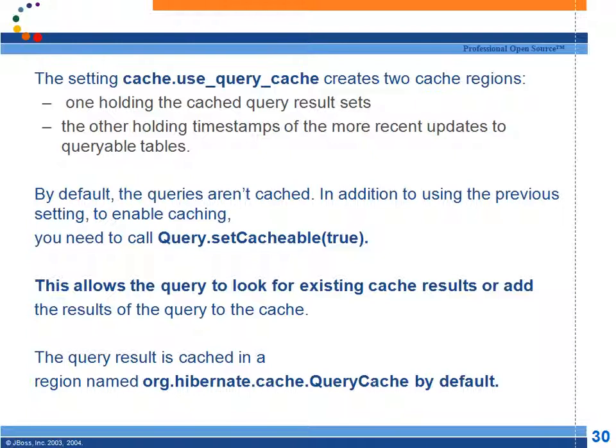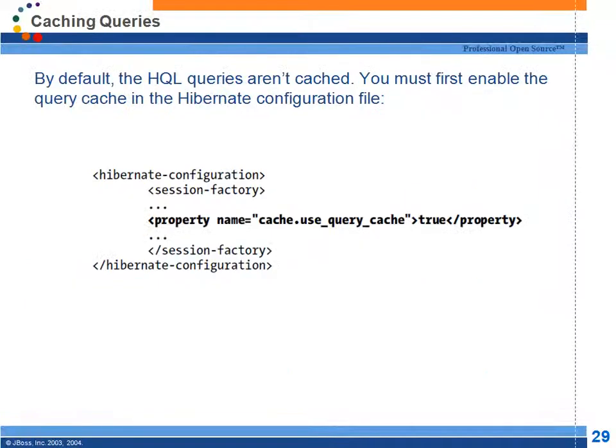So, what is the name of the cache region? The query result will be cached in a cache region. The query cache name is org.hibernate.cache.QueryCache by default. This is the name of the query region for queries. So there are three types of regions: class cache region, collection cache region, query cache region. Alright?